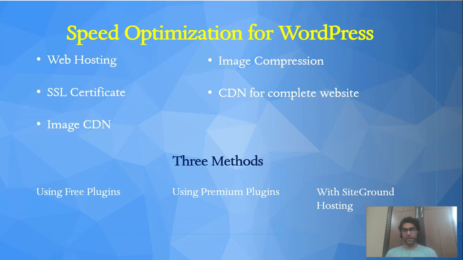So how are you going to choose? If you are a new website owner and you don't want to spend a lot of money, because you have already spent on hosting and domain, that's how I felt when I started out. I had already spent around $3,000 on domain and hosting, and I didn't want to spend more money. So I would approach this using the free plugins approach. But if you know what you are doing and you can spend a small amount of money on premium plugins, then you can choose the second method. Any method you choose, first these 5 are important, and then you choose. And the third method is speed optimization when you have chosen SiteGround hosting.